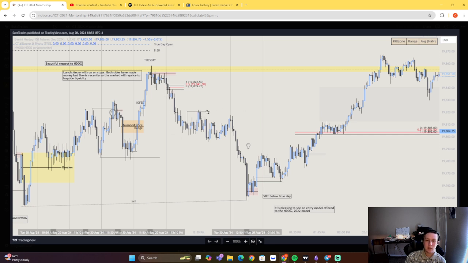Displacement, stop hunt, and then kind of this consolidation. And then we don't actually take this low because we have SMT. Then we come back down. We have a 2022 model here. Sell side taken because we have SMT. Market structure shift right there.